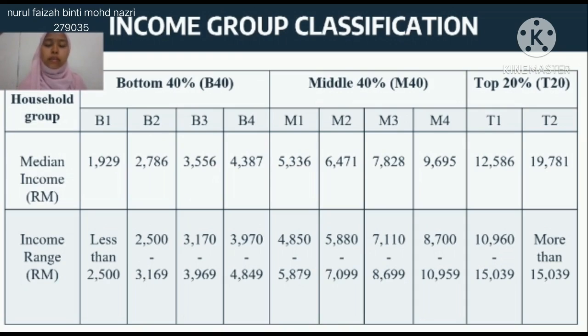RM2,500 until RM3,169. And for the B3 group, their median income is RM3,556, and the last group in B40 is B4. Their median income is RM4,387. The second income group in Malaysia is middle 40% or M40.